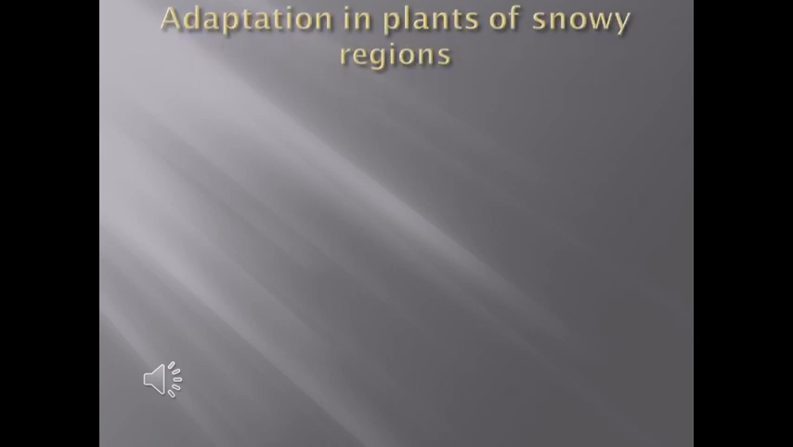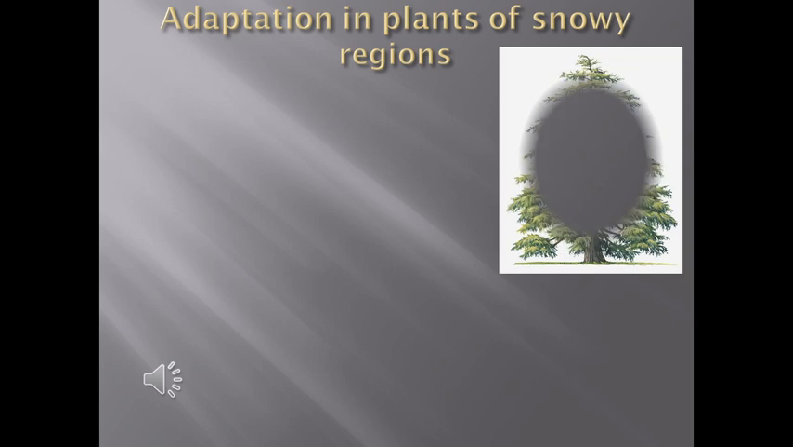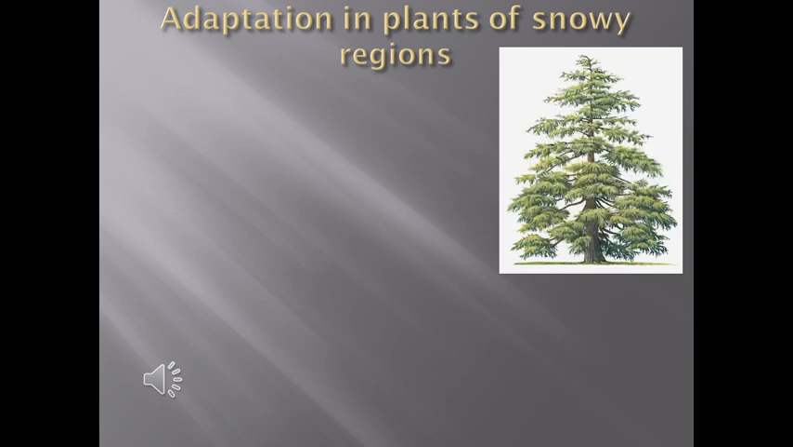After seeing the adaptation in aquatic plants and desert plants, now let's come to the adaptation in plants of snowy regions. Here, the plants have to adjust themselves to the severe snowfall and the extremely low temperatures. Let's see how these plants have adapted to their surroundings. Plants of snowy regions mainly include conifers like deodar and pine.